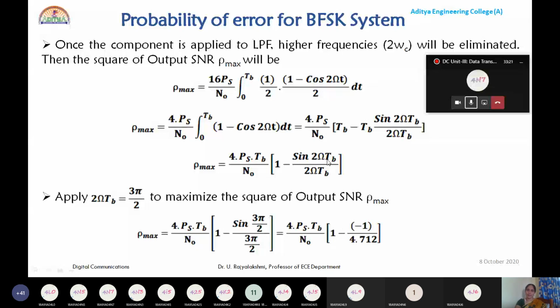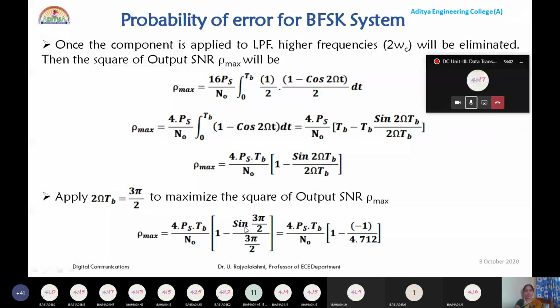You can also consider it as pi. If you consider pi, you will get a lesser value compared to 2 omega TB as 3 pi by 2. So that's why I directly substituted 2 omega TB as 3 pi by 2 to maximize the square of output SNR, rho max. So rho max will be 4 PS TB by N naught. You may get a doubt: can we replace with pi or other values like 0? But you will get the maximized value only when 2 omega TB is 3 pi by 2.